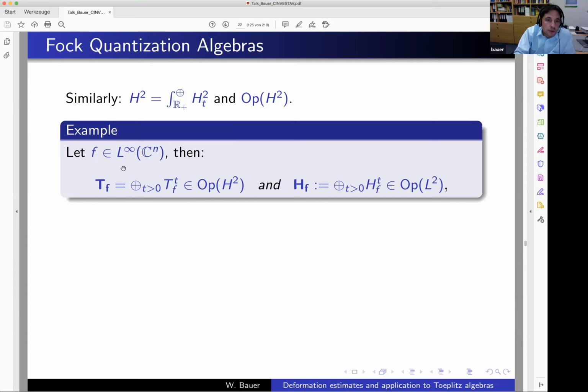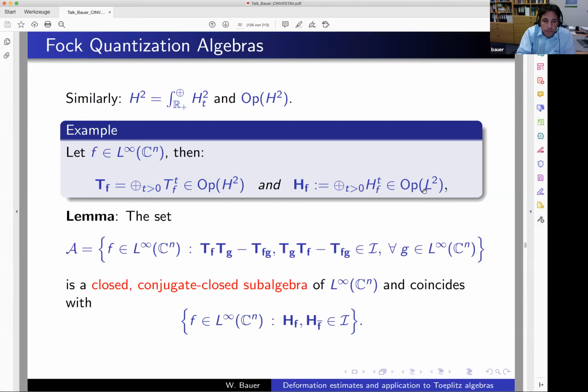And examples of this arise, for example, for Toeplitz operators. Take an L-infinity function, and then you can define the corresponding Toeplitz operator on the corresponding Fock space, and you take a direct integral of those, and that gives you an operator on H2. And you can do the same thing with Hankel operators, and that gives you operators on L2. So you fix the symbol and you consider the operator on different spaces.